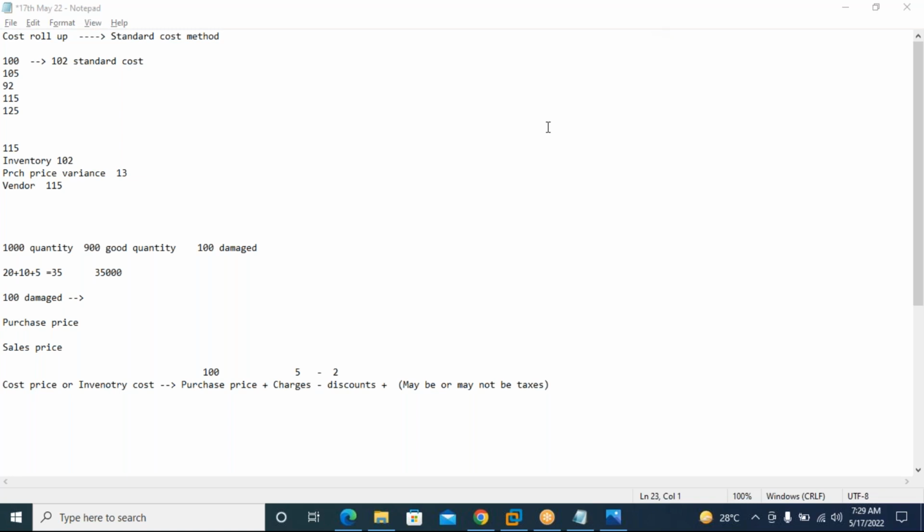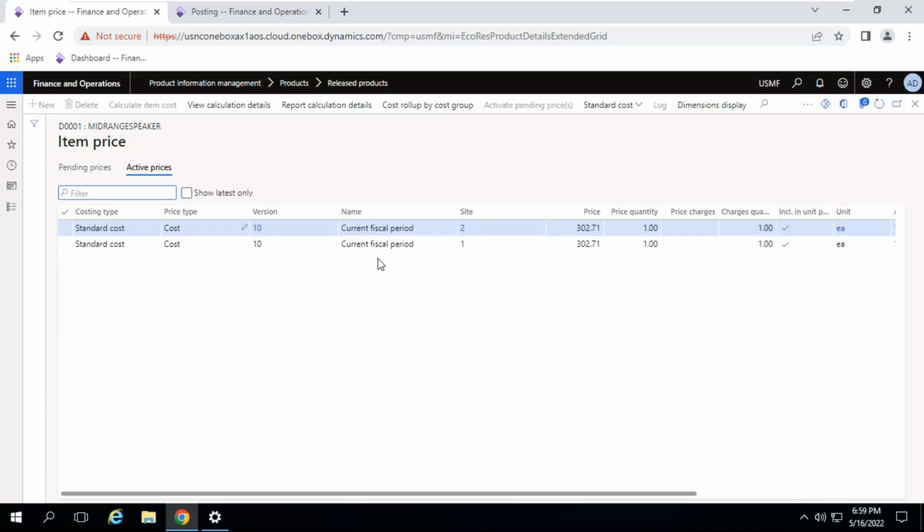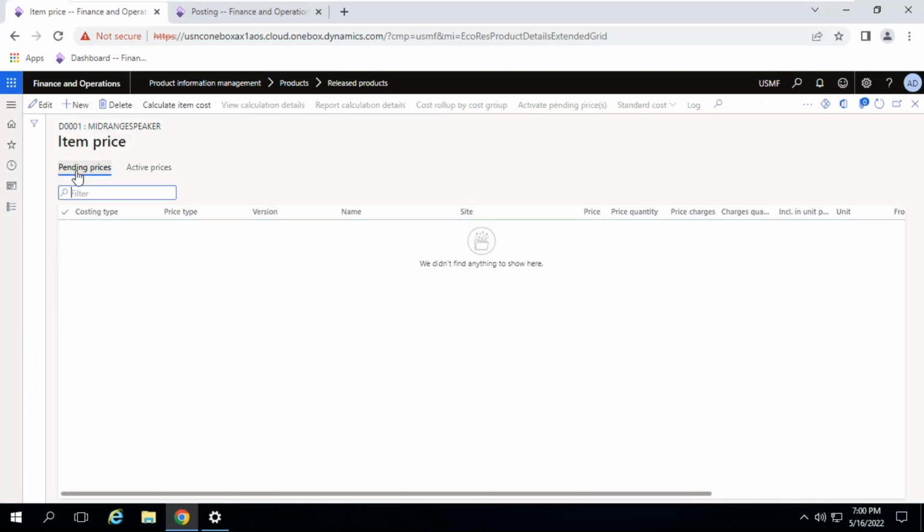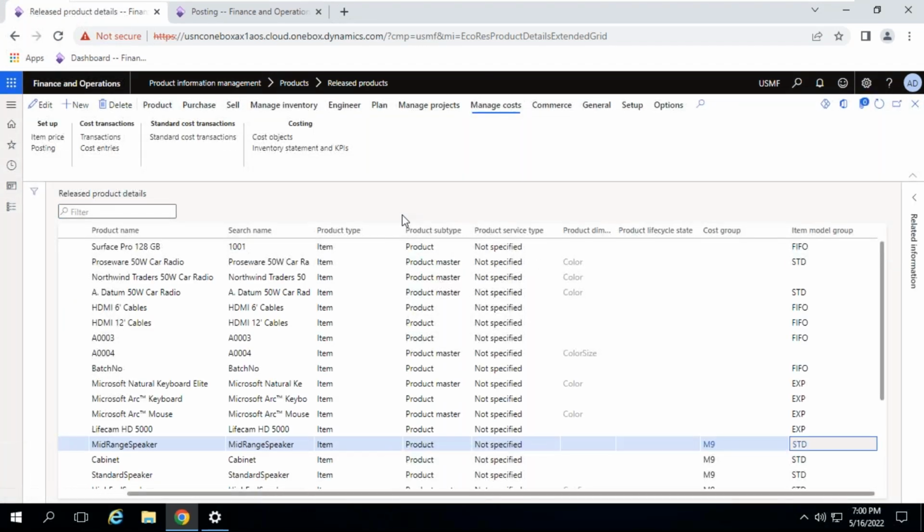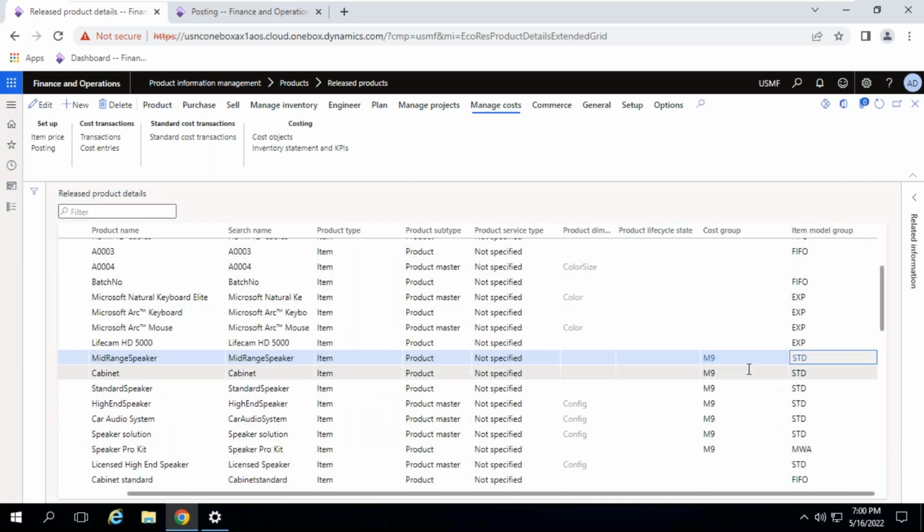Fine. Any more questions? Satya, can you please go back to the screen where we do the cost roll up? The cost price. Can I go to the previous screen? If you look at this cost group, when we are setting up the standard cost, automatically this is getting picked up. Where is the source and where will the cost group be set up?